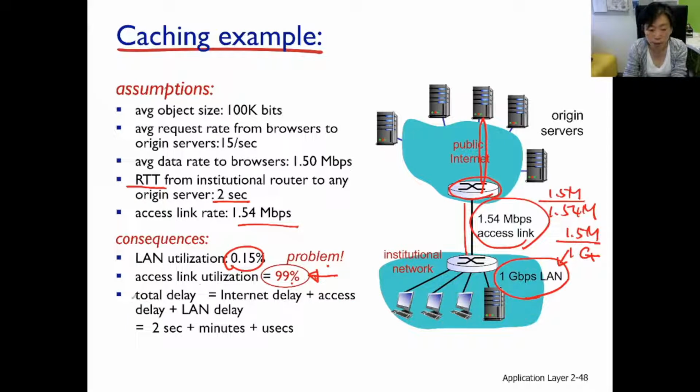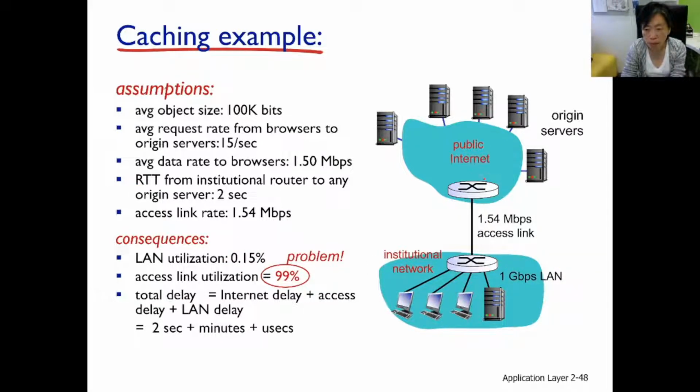Therefore, if we want to calculate the total delay of web request and object download, it will be round-trip delay here, plus round-trip delay here, plus round-trip delay here. 3 components: internet delay, access delay, and LAN delay. Internet delay, we already defined it. Just make it simple. Just say that it's only 2 seconds. But hey, here, fully utilized link with high queuing delay, it's going to be very long. Let's just say that it takes minutes. It could be even higher.